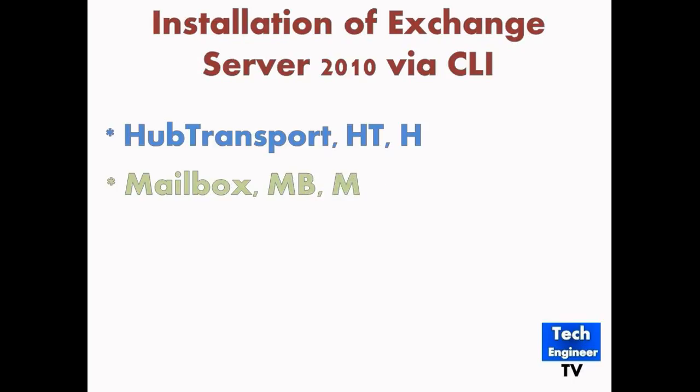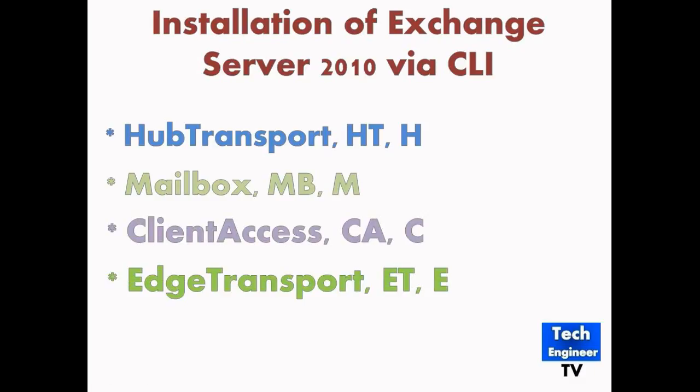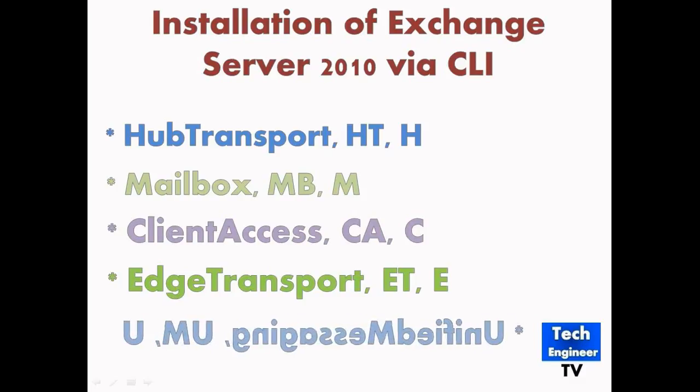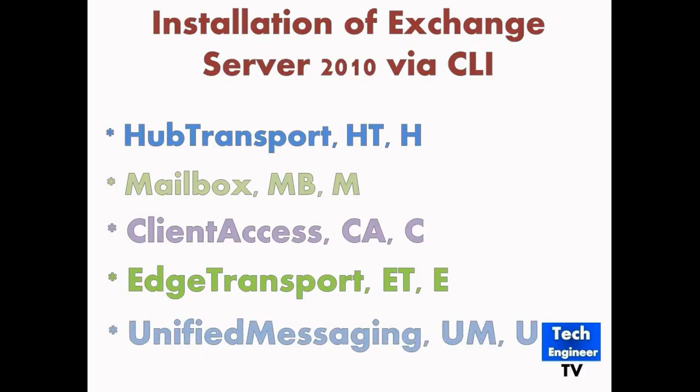For mailbox, you write the entire Mailbox, or MB, or M. For client access, you write the entire ClientAccess, or CA, or C. For edge transport, you write the entire EdgeTransport, or ET, or E. For unified messaging, you write UnifiedMessaging, or UM, or U. So these five are the roles of Exchange Server, and whichever roles you want to install, you can install.